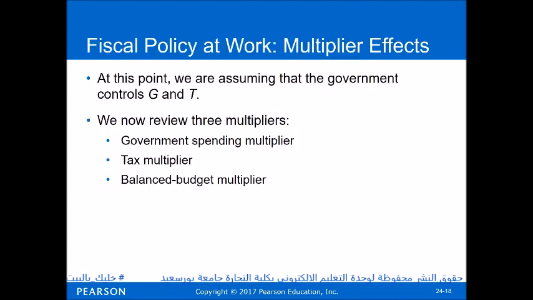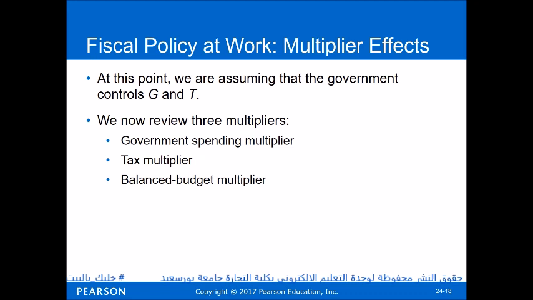Note that at this point, we are assuming that the government controls G and T, which simply means that both G and T are constant. In a different way, G and T both do not depend on the level of income. Neither one of G or T depends on Y.